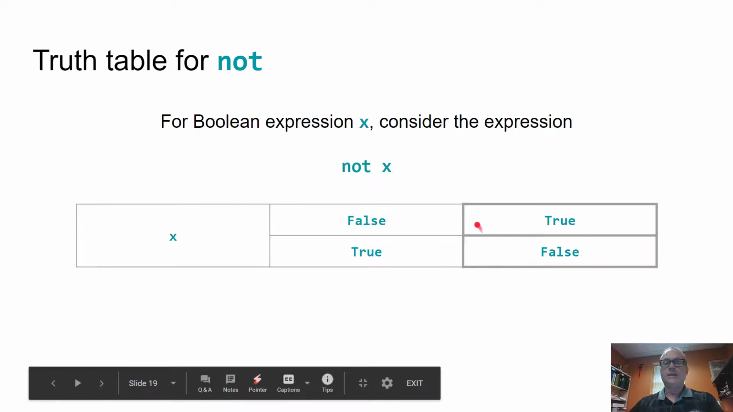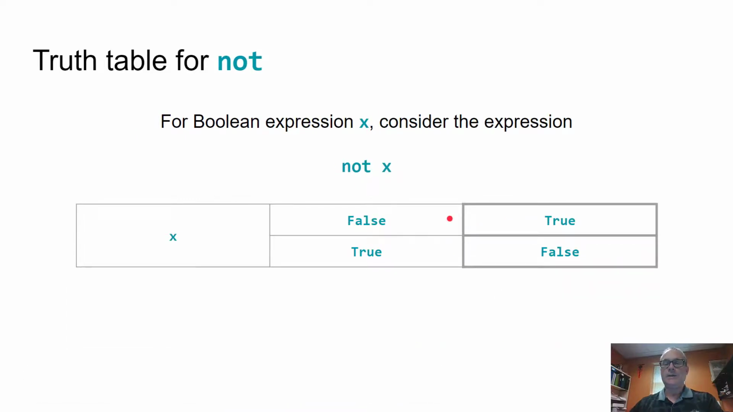And then not simply returns the opposite. So if x is false, not x is true. If x is true, not x is false.